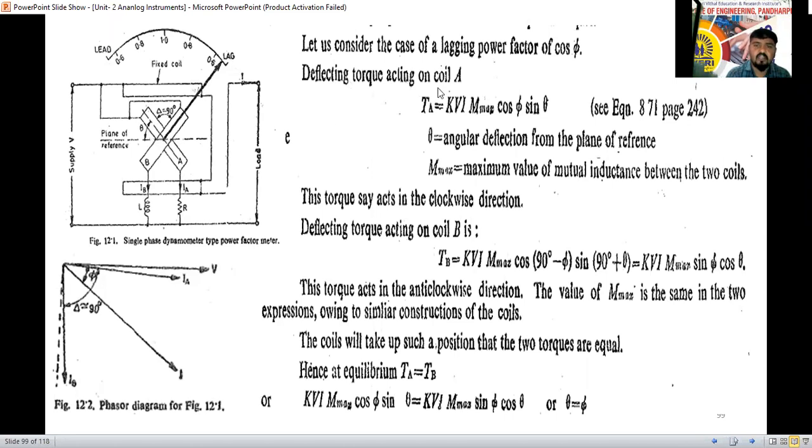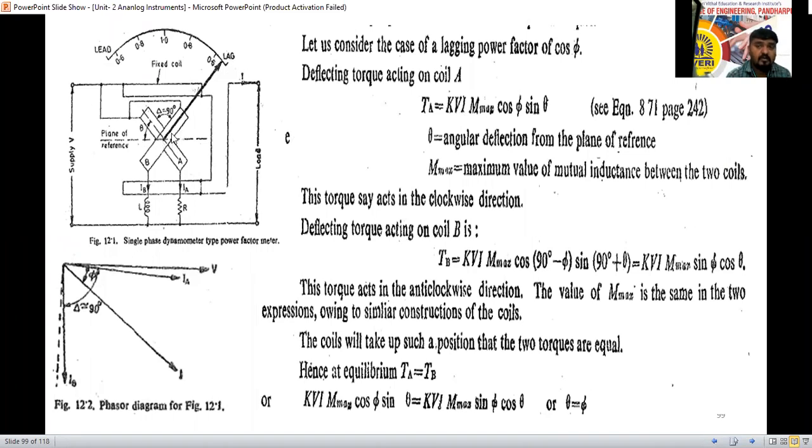So the deflecting torque acting on coil A, I am going to call TA, is equal to K, a constant, times V, the voltage, and I, the total current. M max is the maximum value of mutual inductance between coil A and coil B. V is the supply voltage and I is the total current here now.